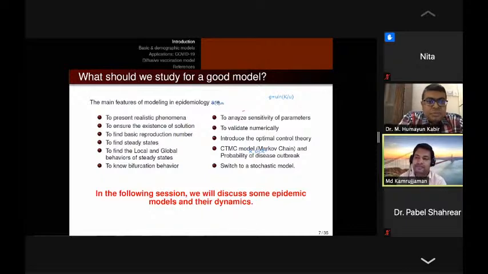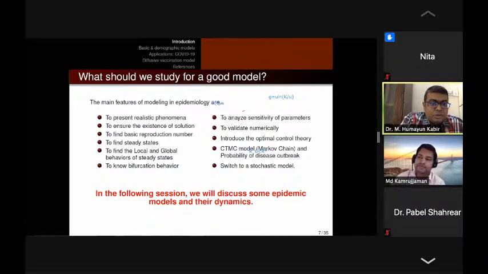Okay, so we have some more questions. In figure 8, how did you assume the initial conditions?